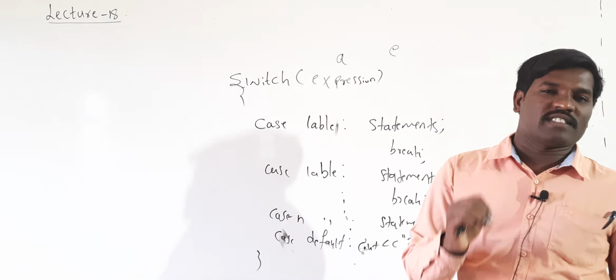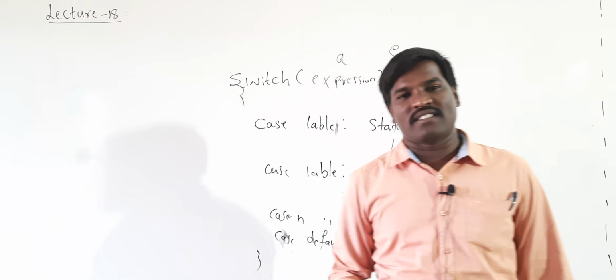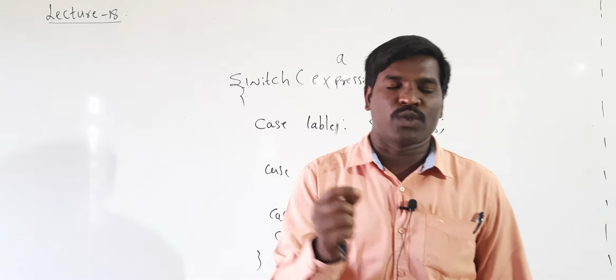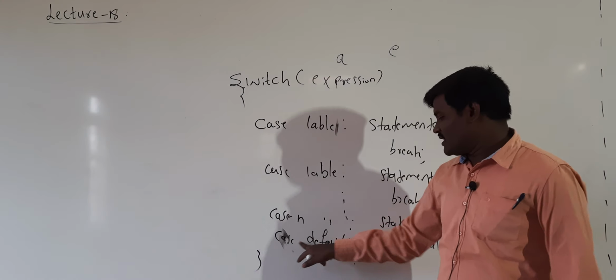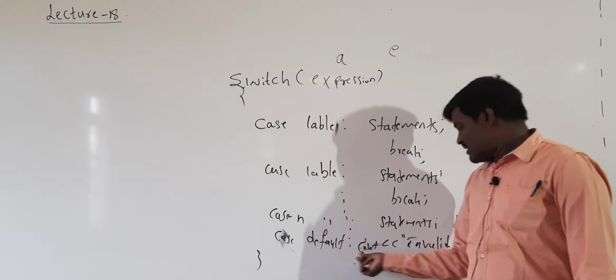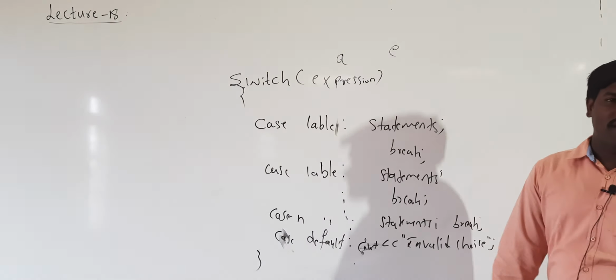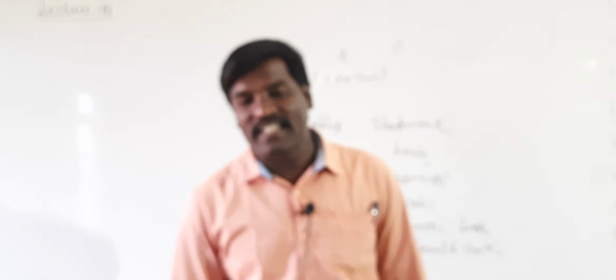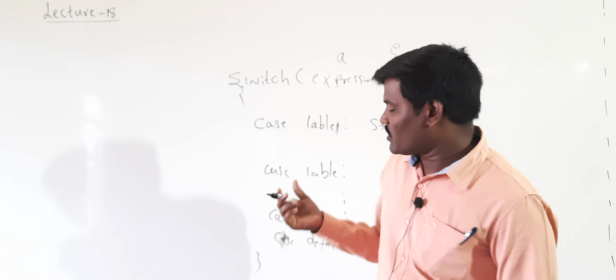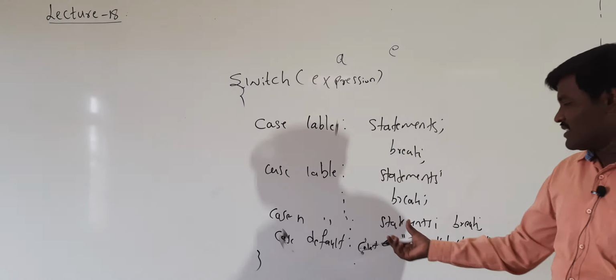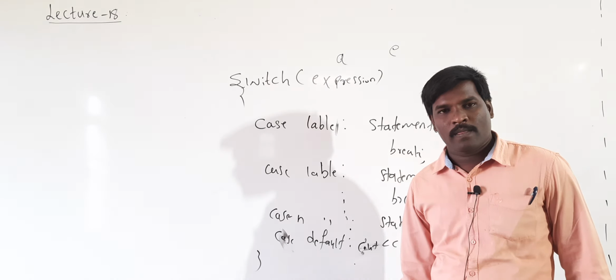Only 4 options are possible. If I enter E, at least the system should display a proper message to the user. So that's why we have the default case. Here cout "invalid choice". Whatever we enter except A, B, C, D, it should display a proper message to the user. So that message can be written in the default case.